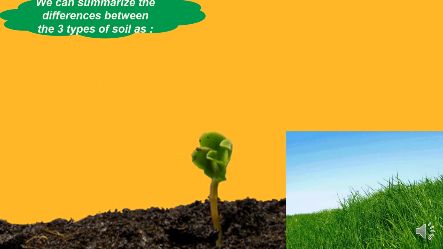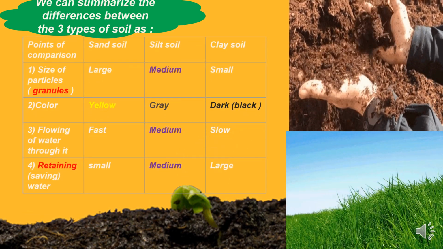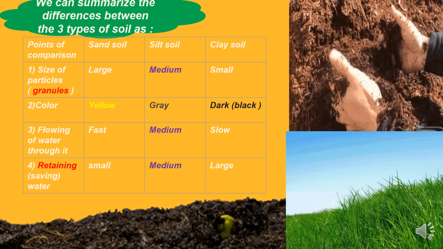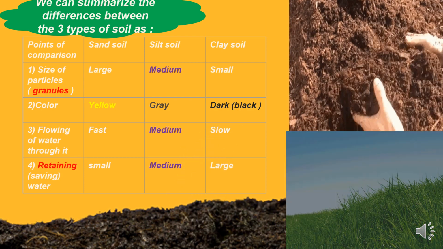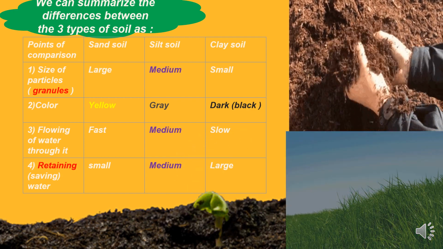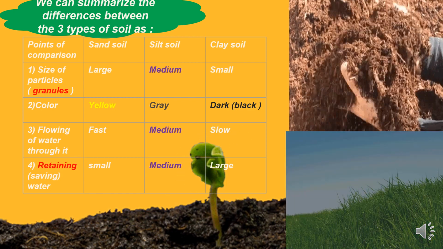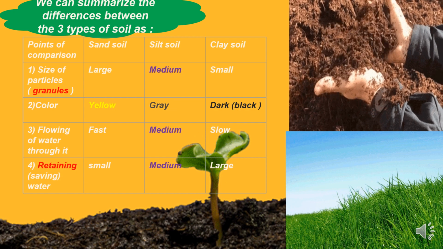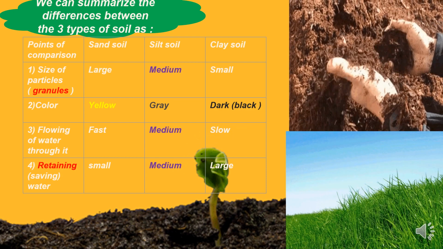Here, Primary 6, we can summarize the differences between the three types of soils in the form of points of comparison. Number 1, the size of particles, which also means graininess: sand soil has the largest particles, silt soil has medium-sized particles, and clay soil has the smallest particles. This is concerning the size of particles. For example, concerning the color, sand soil has a yellow color, which is very clear and simple. Silt soil has a gray color, while clay soil has a dark, completely black color.